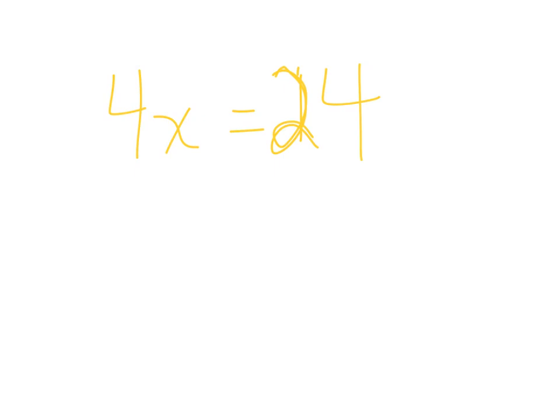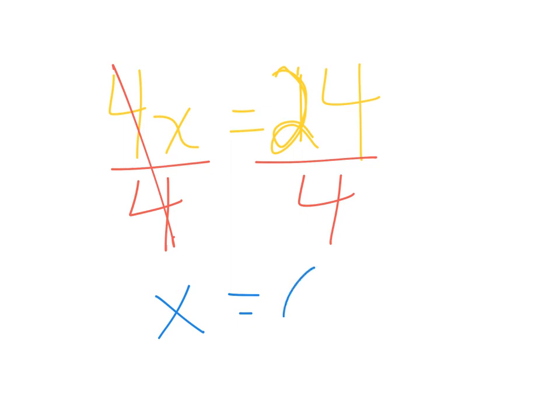Again, you might be in your head thinking, okay, well, that's 6. But if we couldn't do it in our head, then what we're going to do is the opposite of what's currently being done. X is currently being multiplied by 4, so we're going to divide by 4 to help cancel that out. We do the same thing over on the other side, and that will leave me with x on the left and 6 over on the right. So therefore, x is equal to 6.